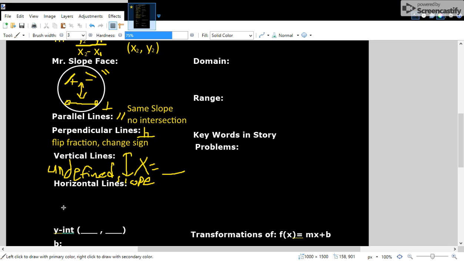Okay, horizontal lines. That's like the mouth on Mr. Slope Face. That is a y equals equation. Y equals some number. And it has a zero slope.